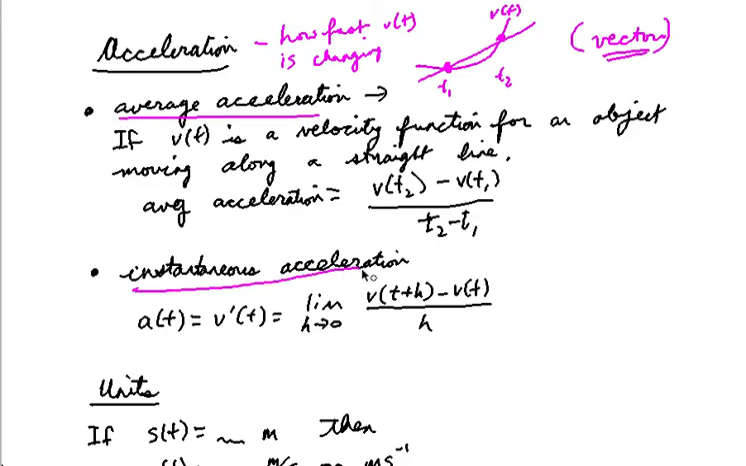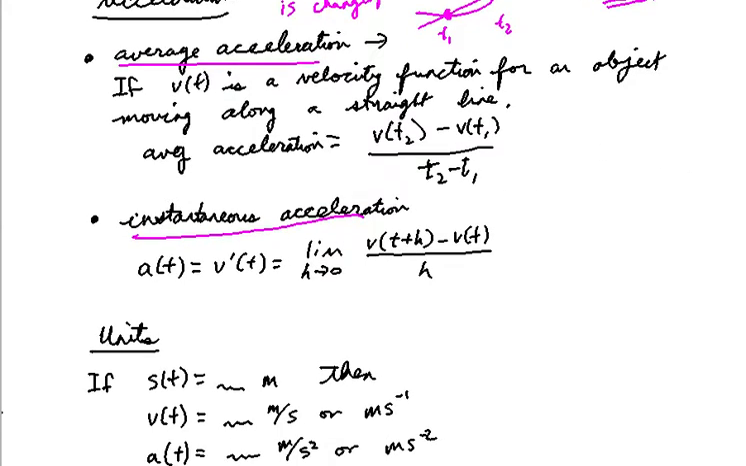When we talk about instantaneous acceleration, it's again the same thing. We're applying the limit to the average acceleration, and we end up with a of t equals v prime of t, which is the limit as the average acceleration becomes closer to the instantaneous acceleration. All right?